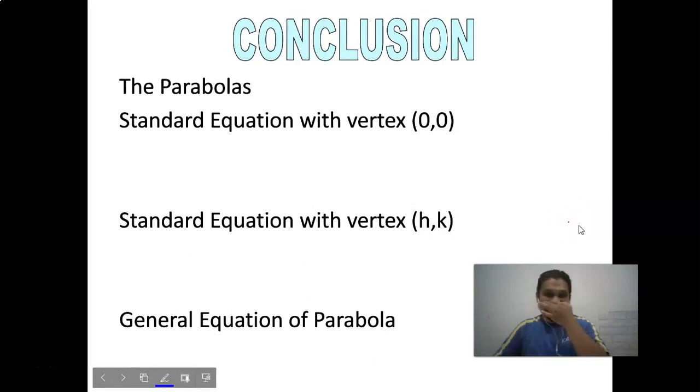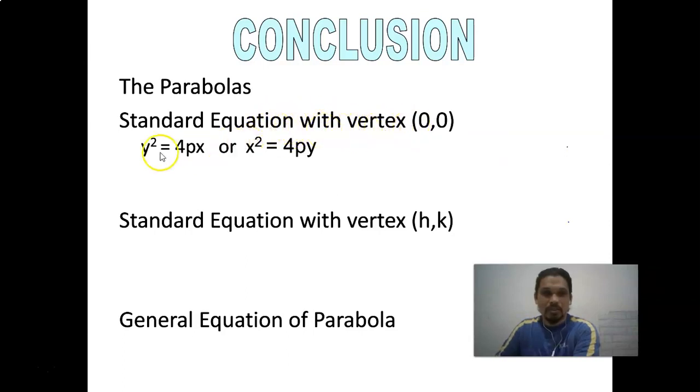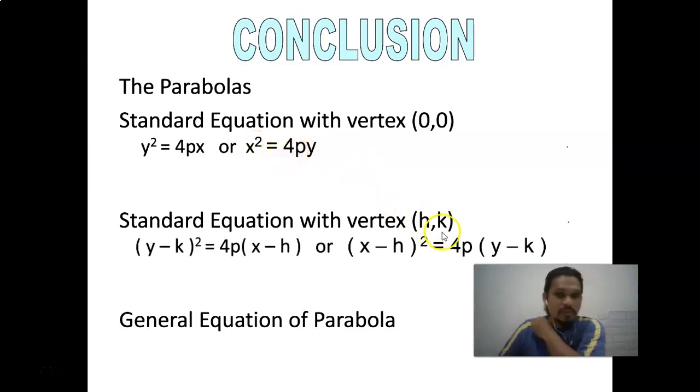Next, conclusion, meaning we're almost at the end of this part of the lecture. The standard equation of the parabola with the vertex at the origin is either y squared equals 4px or x squared equals 4py. And the standard equation with vertex (h, k): for the parabola, (h, k) is not the center but the vertex. For y squared, the graph is either open to the left or open to the right.